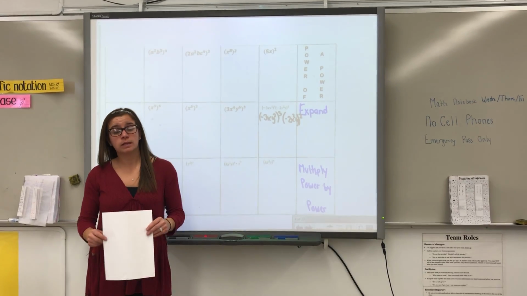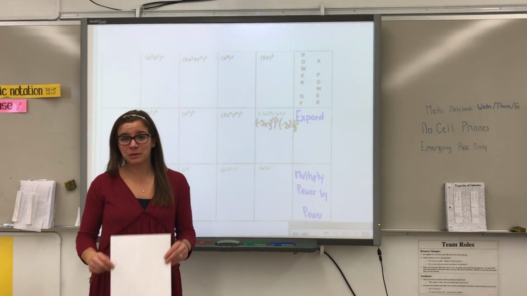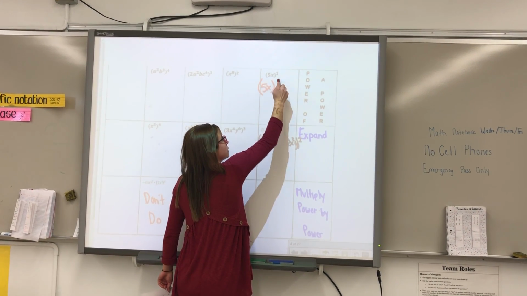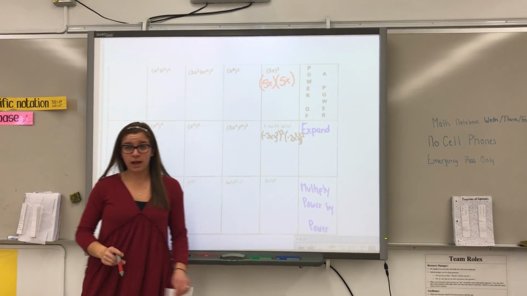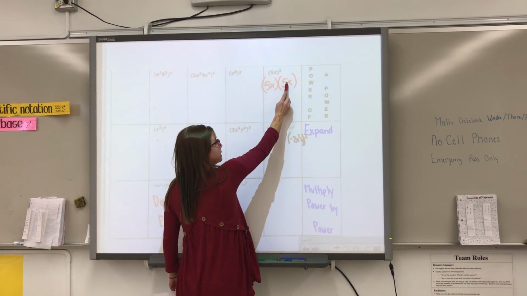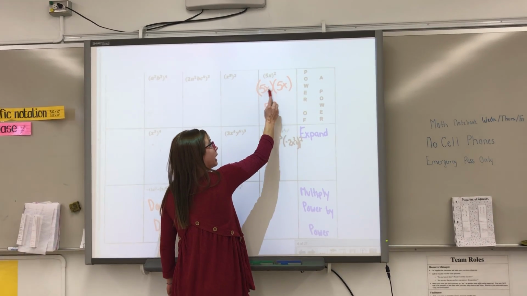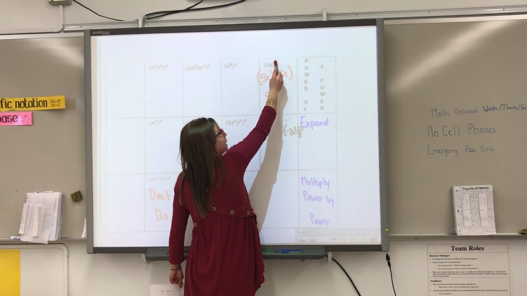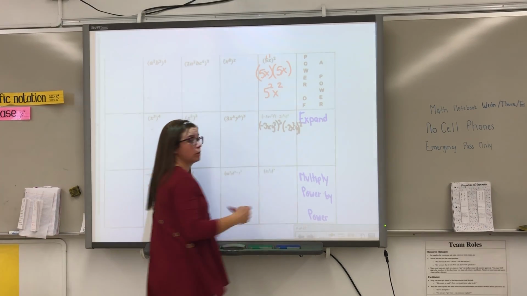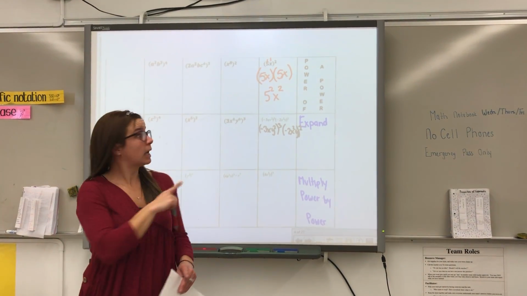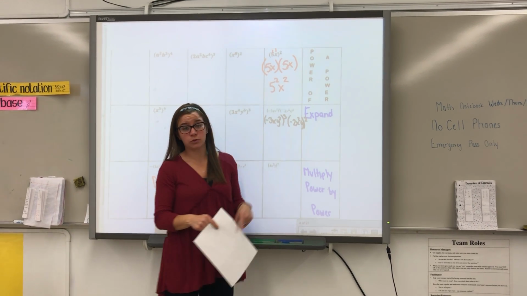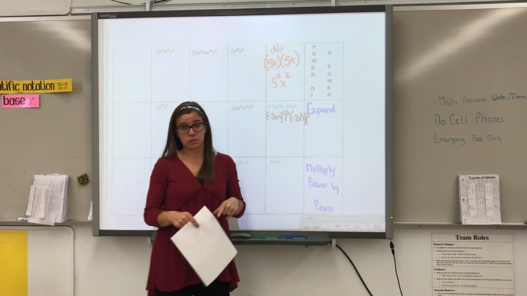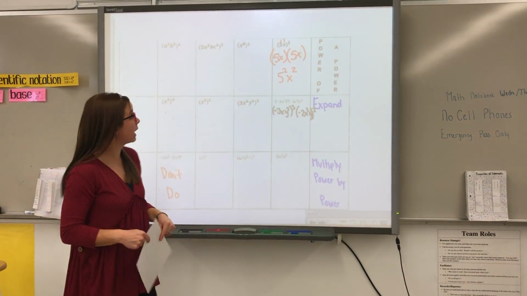Our first problem is (5x) squared. If I'm expanding this, this is 5x times 5x, or 5 times 5, which is 5 squared, x times x, which is x squared. So what I'm doing here is I'm taking this exponent on the outside and multiplying it by the exponents on the inside. Now remember, there's not an exponent there, so it's implied that they're both to the first power. So it's 5 to the 1 times 2, which is 2. It's x to the 1 times 2, which is 2. Okay, let's try the next one together.